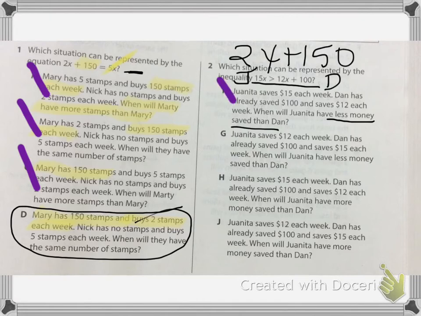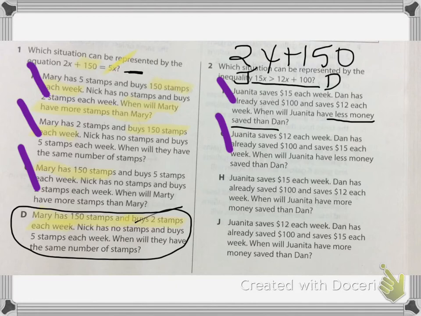Let's take a look at G. Juanita saves $12 each week. Well, no, I already know that's not right because Juanita's on my left, and I have Juanita at $15 a week. So, bam, not it. Let's take a look at H. Juanita saves $15 each week. Okay, that's where I am on the left side.